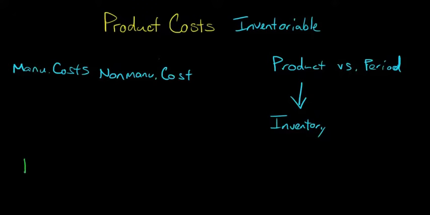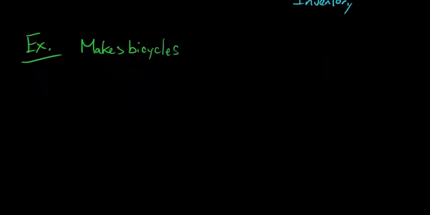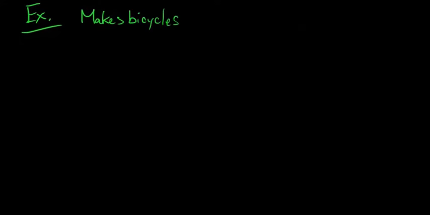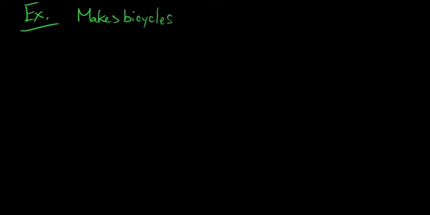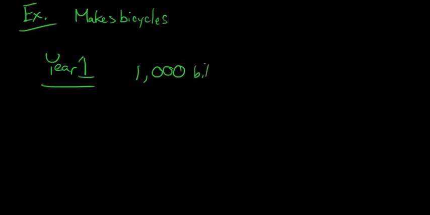Let's say you have a firm that makes bicycles. Your firm manufactures bicycles, and you decide in the first year you make 1,000 bicycles. So we've got year one, and you manufacture 1,000 bikes. Now let's think again about the manufacturing costs that we talked about before.